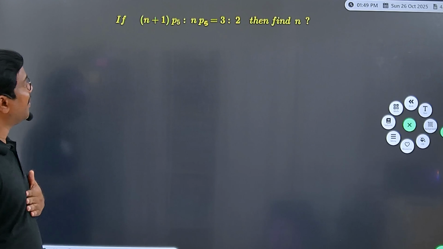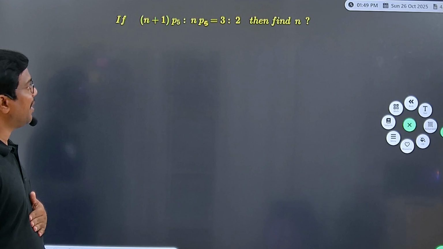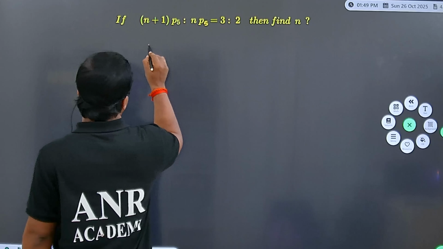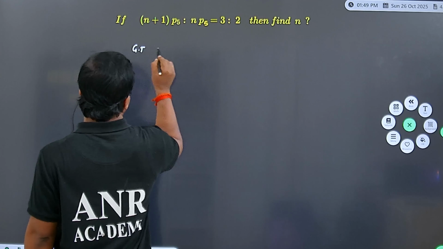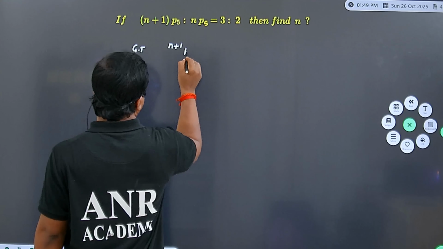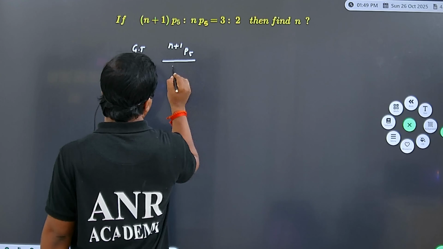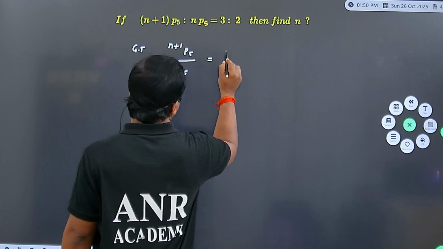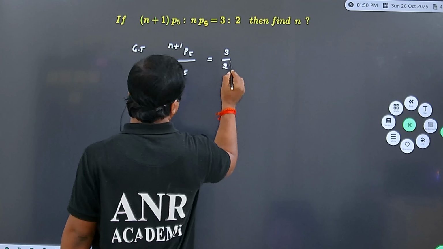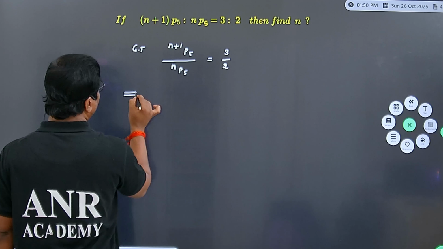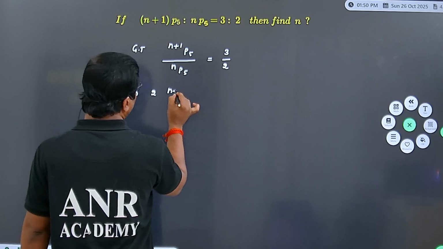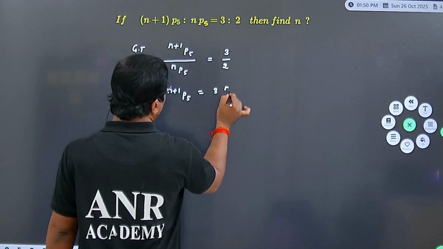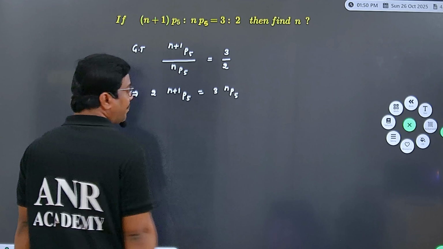n plus 1 P5 is to nP5 is given as 3:2. Then find the value of n. Yes, given that n plus 1 P5 divided by nP5 is 3 divided by 2. On cross multiplication it is 2 times of n plus 1 P5 equal to 3 times of nP5.